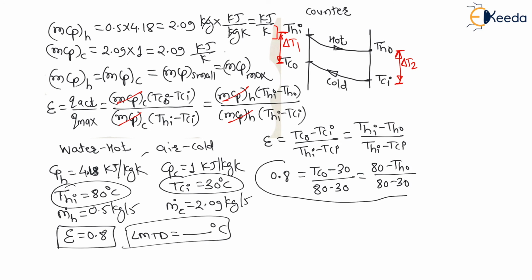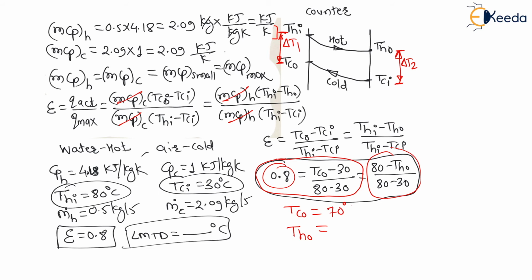Now, my dear students, in these equations only TCO and THO are unknown. If I solve the first equation, I will get TCO, and if I solve the second equation, I will get THO. So let us find TCO and THO. Here I will get TCO equal to 70 degrees Celsius and THO equal to 40 degrees Celsius. It is a simple calculation.